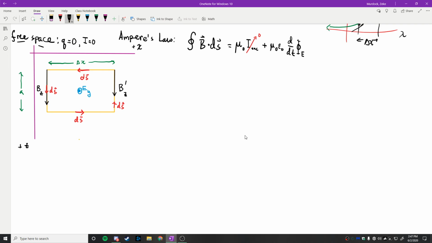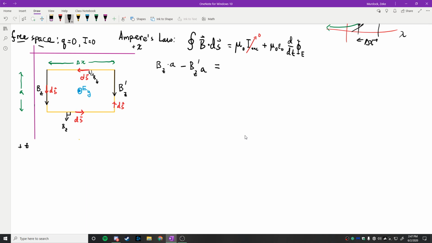Let's do that. The left-hand side of this equation tells us that we take the line integral of B dot ds. Well, in this case, let's start on the left-hand side. We're going to have Bz on the left multiplied by a. That's the length of the side, right? And on the right-hand side, we're going to have minus Bz prime times a. And in the middle, the magnetic field here is this way. These two are at right angles to each other, so you get no contribution to the line integral on the bottom. And you say the same thing up here. There's a right angle between Bz and ds, so you get nothing on the top. So you only get contributions on the left side and the right side, and one's negative because that's how this works, right?